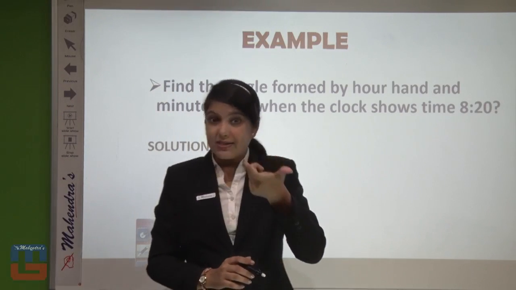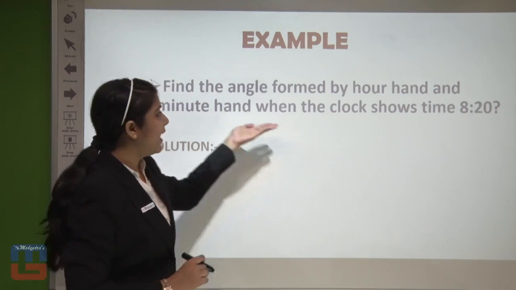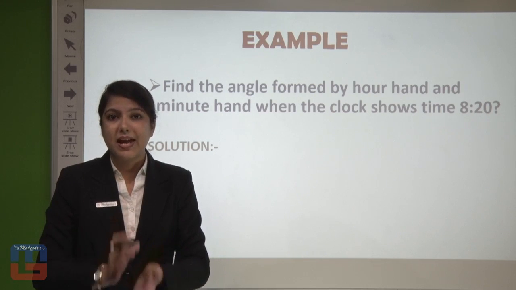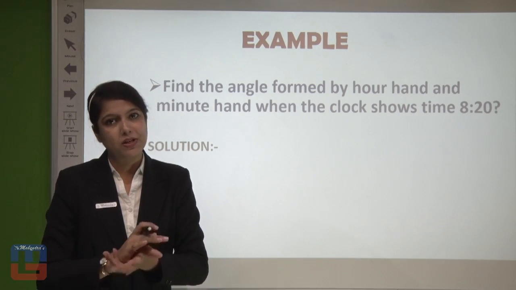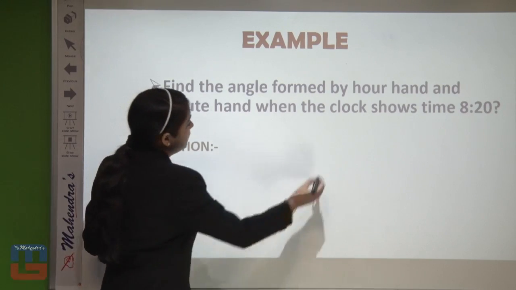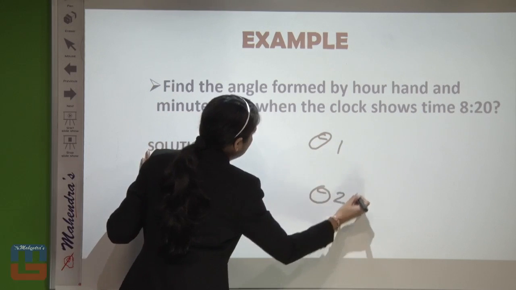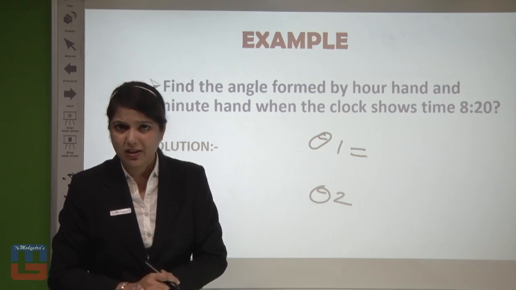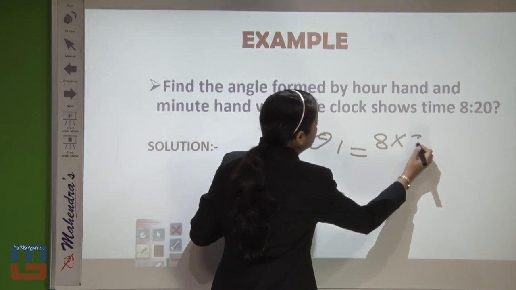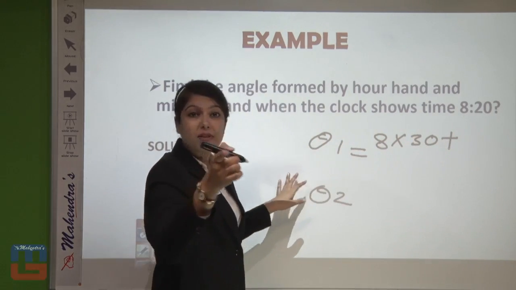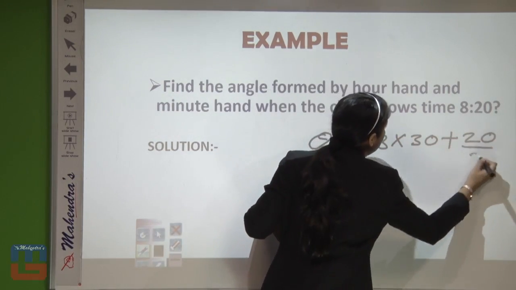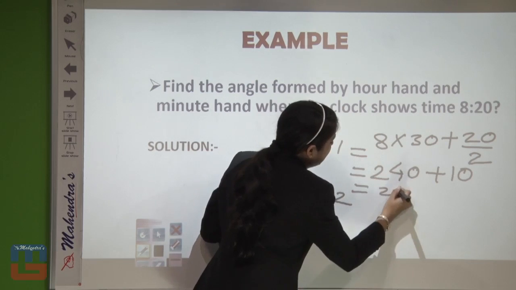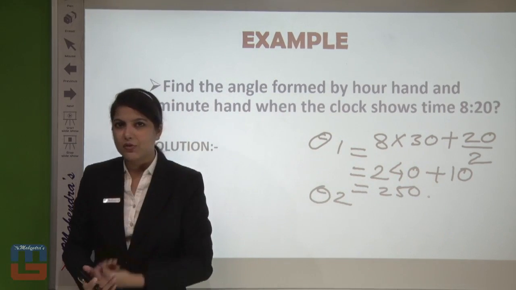Now the time taken here is 8:20. Question: find the angle formed by hour hand and minute hand when the clock time shows 8:20. That means 8:20's angle has to be found out using that formula, with theta 1 and theta 2. For theta 1, the hour value is multiplied by 30. 8 into 30 plus minute upon 2, so 20 upon 2. That is 240 plus 10, making 250. So theta 1's value is 250.